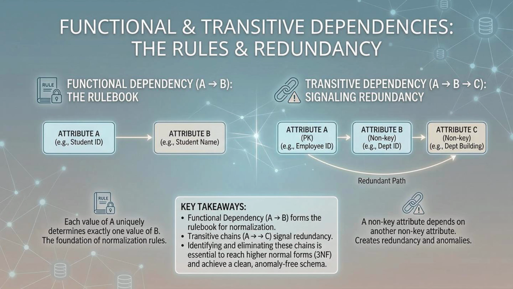Our goal in database normalization is to identify and eliminate these transitive dependencies, thereby reaching higher normal forms, like third normal form, 3NF, and achieving a clean, efficient, and anomaly-free schema. This ensures our data is stored logically and maintains its integrity.